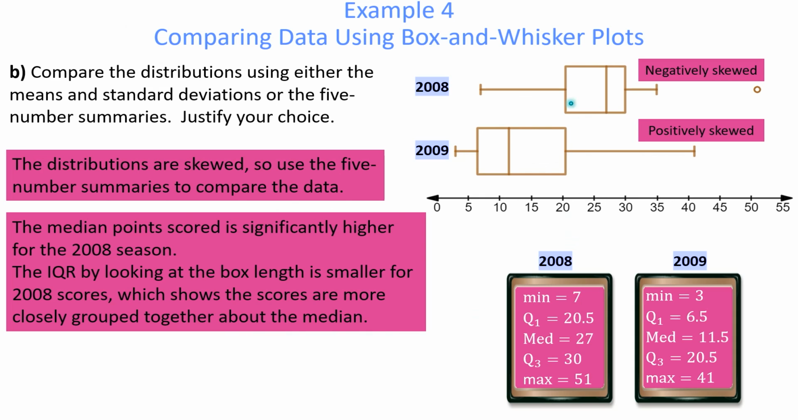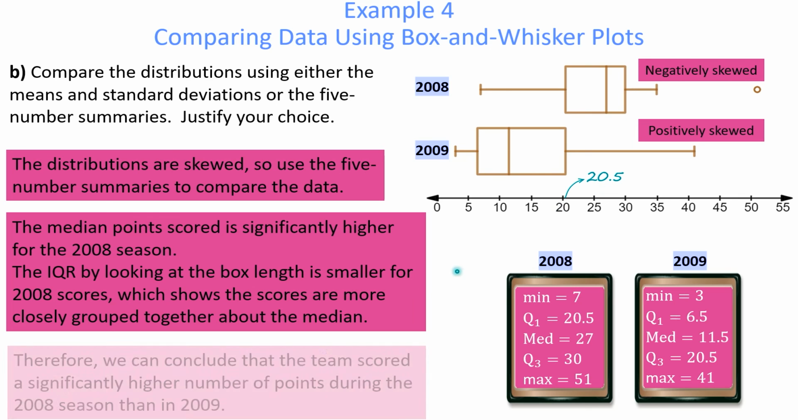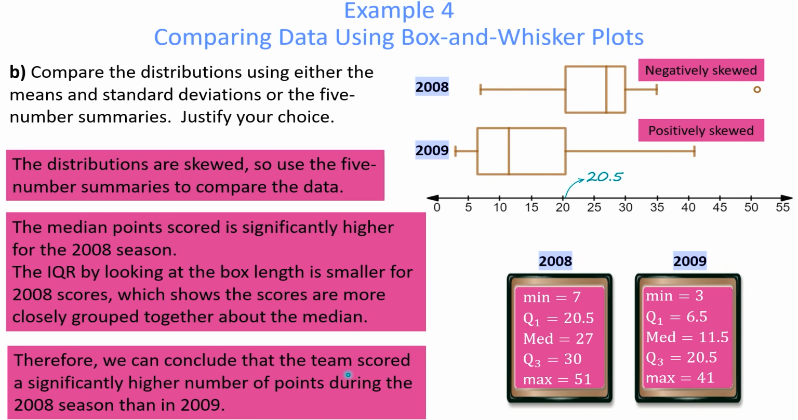Now, if you look at the lower quartile for 2008 and the upper quartile for 2009, they are both equal to 20.5. So we can see that for 2008, 75% of the scores were greater than 20.5, and for 2009, 75% of the scores were less than 20.5. So we can conclude that the team scored a significantly higher number of points during the 2008 season than in 2009.